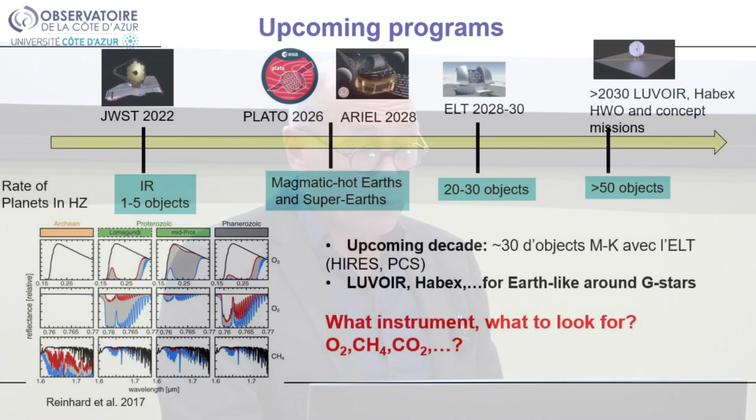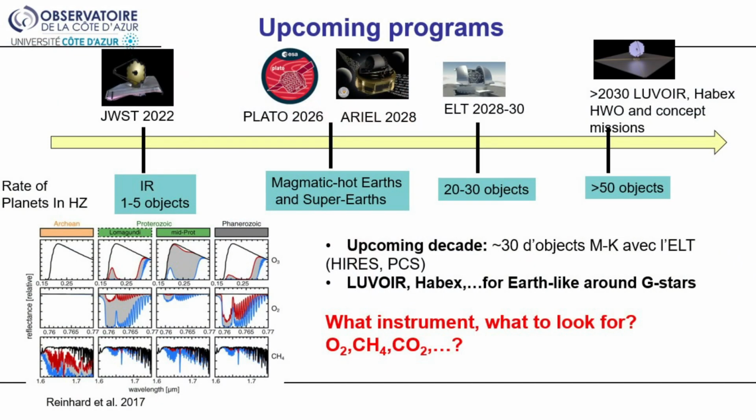And you see that when you look at atmospheric characterization of those objects, necessarily you wonder, what kind of instrument do I need? What should we be looking for, should we have an infrared or a large UV telescope? What's relevant for habitability? Should we look at oxygen? Should we look at CH4? Should we look at CO2?